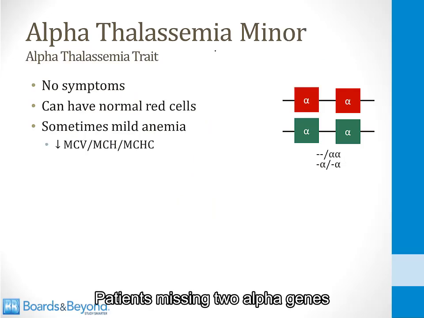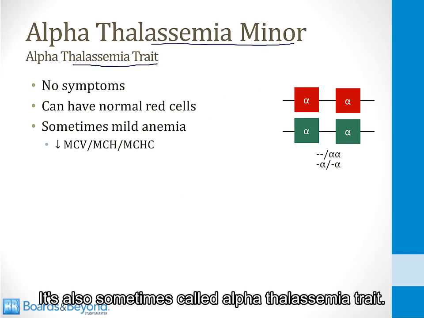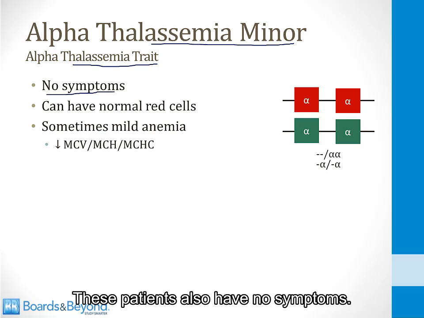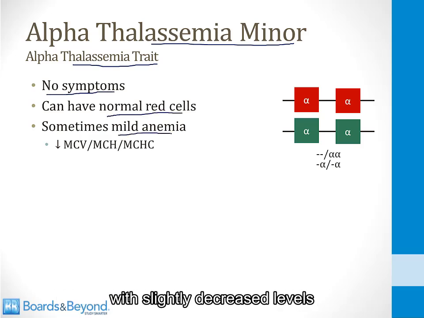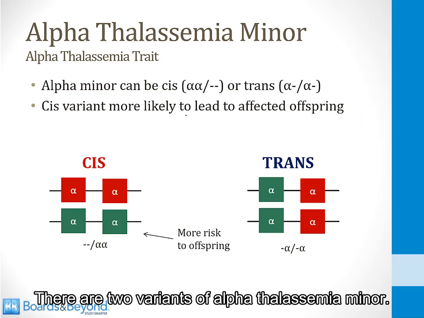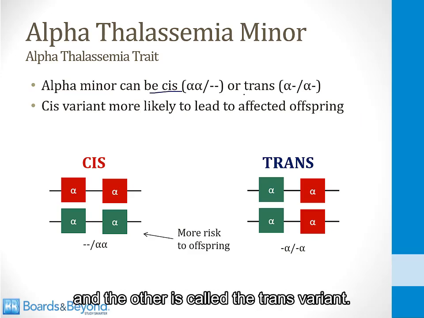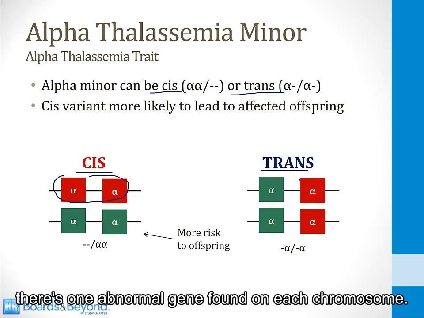Patients missing two alpha genes have what's known as alpha thalassemia minor. It's also sometimes called alpha thalassemia trait. These patients also have no symptoms. They sometimes have normal red blood cells, but other times they have a mild anemia with slightly decreased levels of the red blood cell indices. There are two variants of alpha thalassemia minor. One is called the cis variant and the other is called the trans variant. In the cis variant, there are two abnormal genes found on one chromosome. In the trans variant, there's one abnormal gene found on each chromosome.